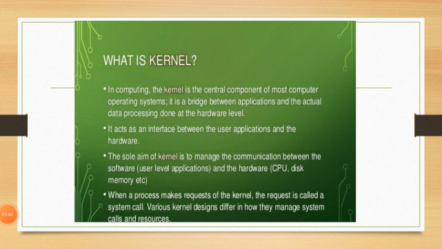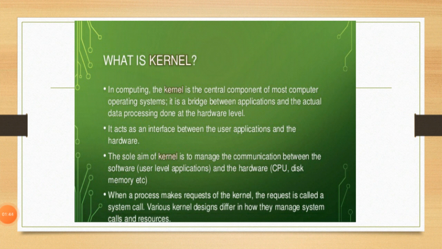So what is the use of the kernel? The kernel manages the communication between the software and the hardware. Software means our applications, and hardware means our resources like CPU, disk, memory, etc. When a process makes a request to the kernel, the request is called a system call. You have already studied the system call. Whenever a process makes a request, the kernel takes that request, and that is the system call.